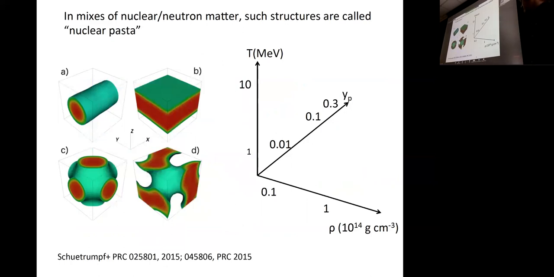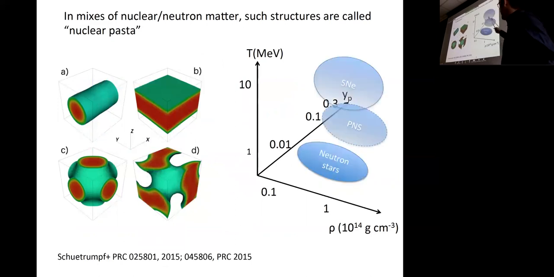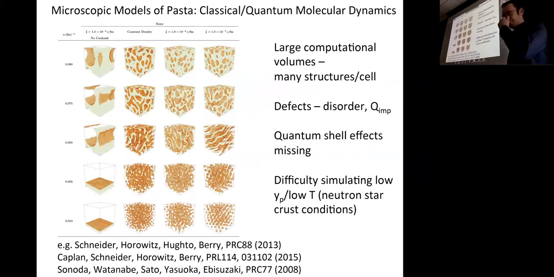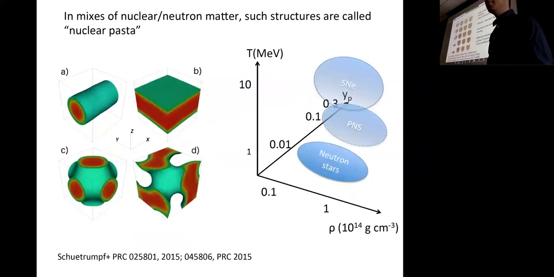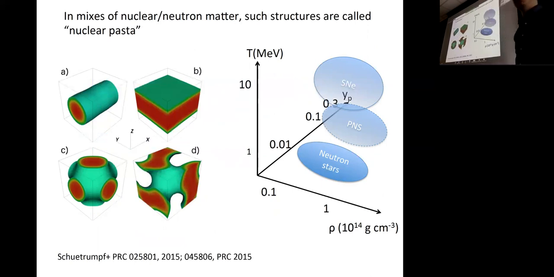They're called nuclear pasta. There's a lot of effort that's been focused on trying to map out where in the nuclear matter phase diagram these phases lie. They exist at temperatures and proton fractions relevant for supernovae, protoneutron stars, and neutron stars, in regions of density between 1/10 and 1 × 10¹⁴ grams per cubic centimeter, and at temperatures up to about 10 MeV. What's the y-axis there? This is the proton fraction, from about 30% protons down to 1%.